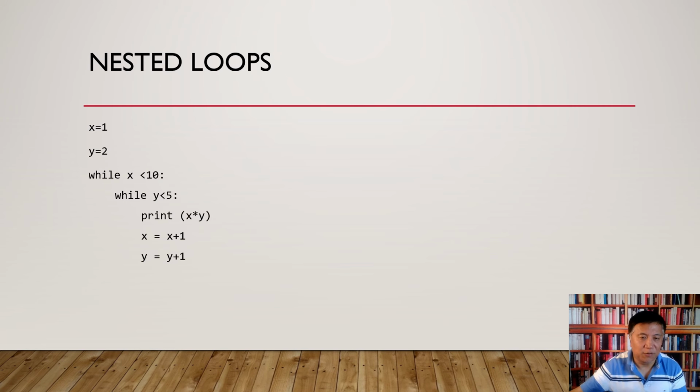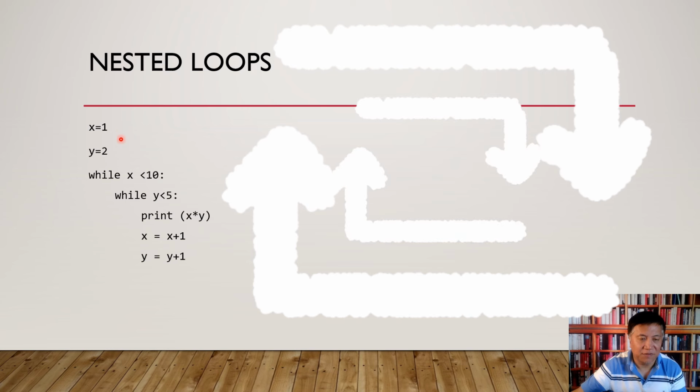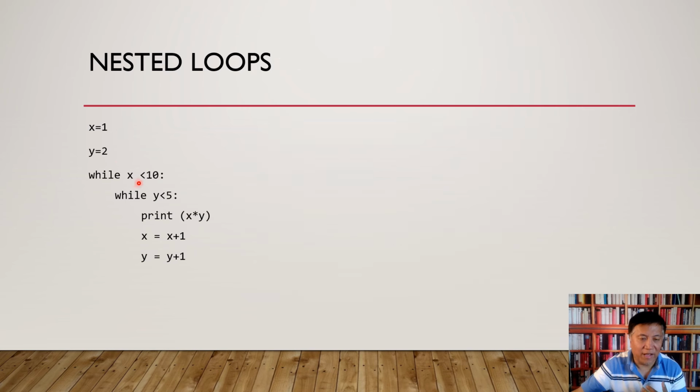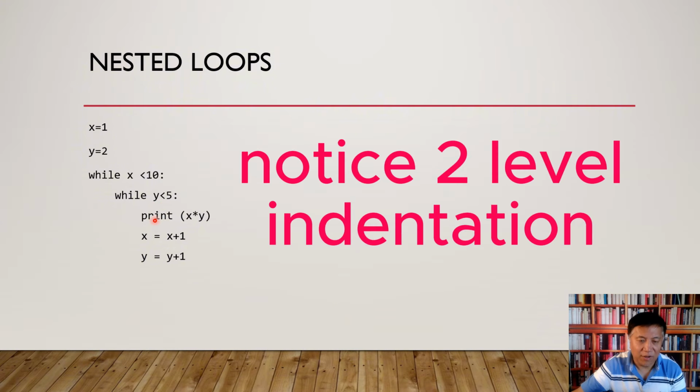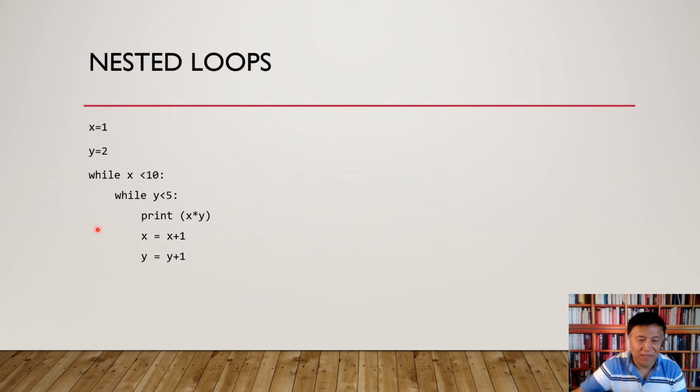You can have nested loops. Basically, you can have loop in a loop. In this example, we let x equal to 1 first and y equal to 2 first. While x is less than 10, we loop this code. But in the code, we have another loop. This loop says while y is less than 5, we print x times y. And we increment x by 1 and increment y by 1. So this is a loop in a loop and allows you to do more complex things.